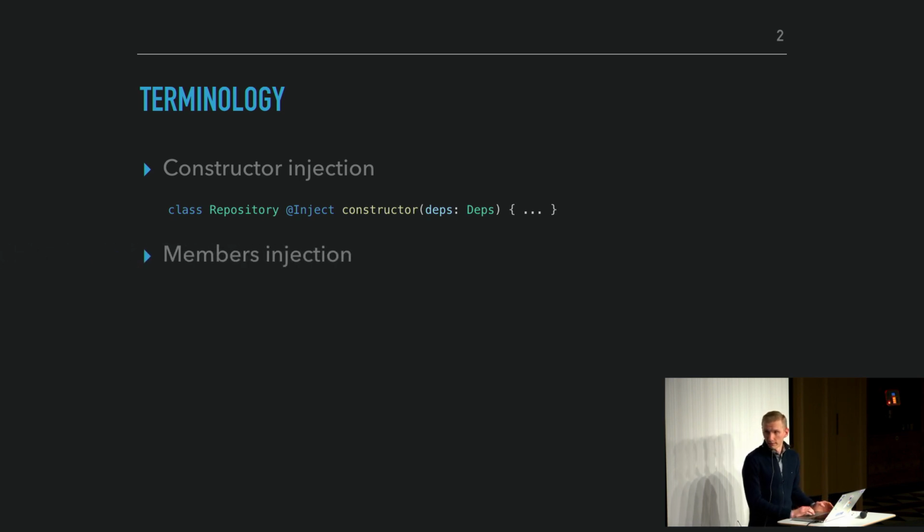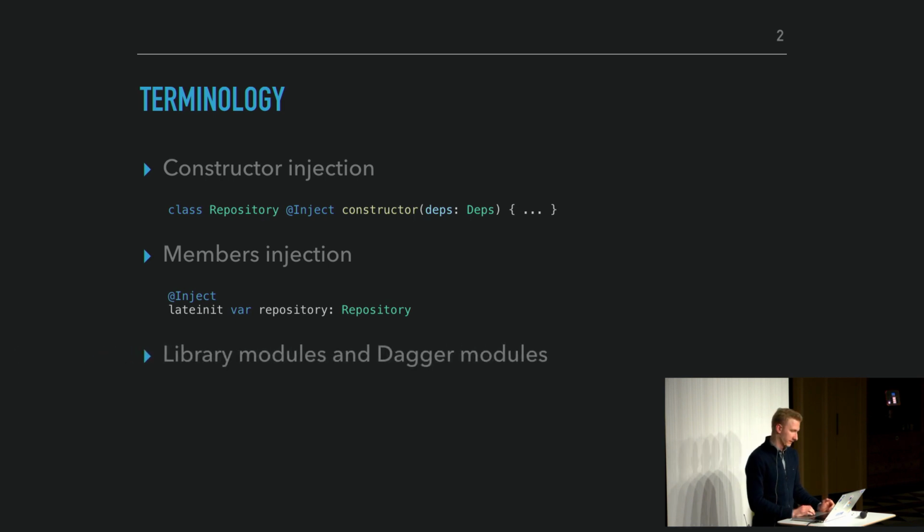Second of all, we have members injection. Members injection is when you provide your dependencies during runtime after the object is created. These are the fields annotated @Inject, and they should be used exclusively for Android classes, where there's no way of overriding constructors. So activities, fragments, services, and broadcast receivers are the only places where members injection could be used.